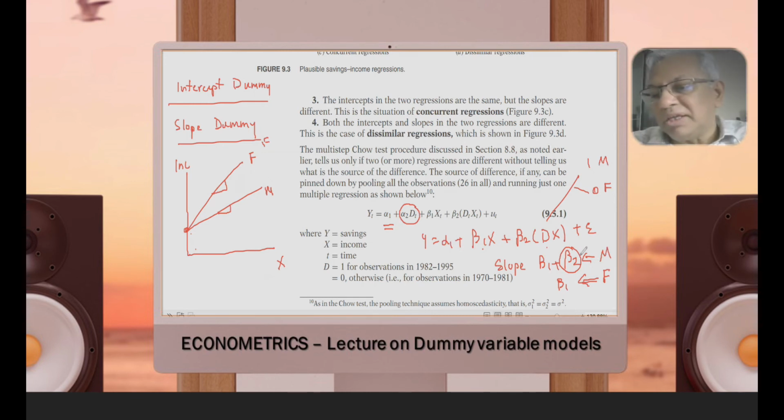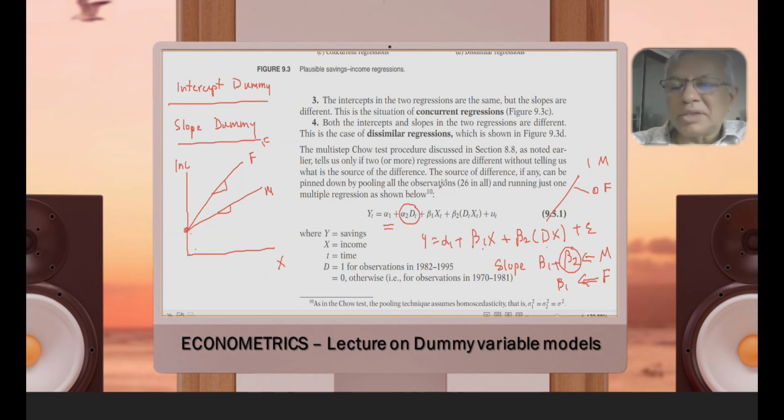For or against male depends on whether beta 2 is positive or negative. So you can use the slope dummy to understand whether there is a discrimination. I'm just giving a discrimination example, but it could be any productivity differences, anything that you want to discuss, any behavior you want to explain. If there are qualitative issues involved, then we do this.